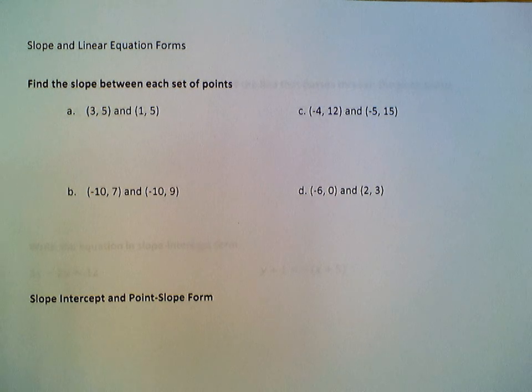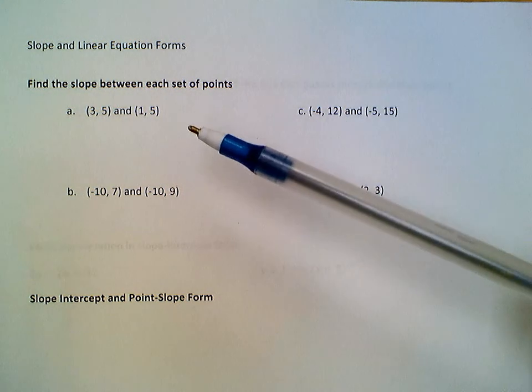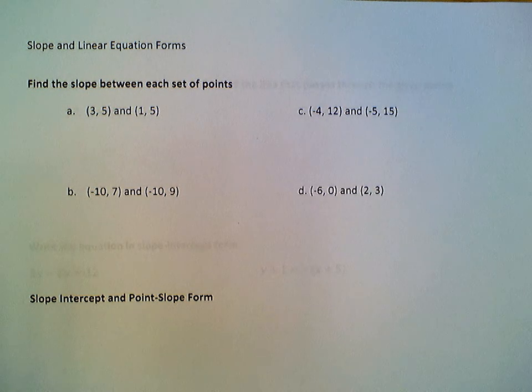Alright, in these videos we're going to review some basic stuff about linear equations and the different forms you can write their equations in. So we're going to do some slope intercept, some point slope, etc. So we're going to start with basically slope. So in this example it says find the slope between each set of points.